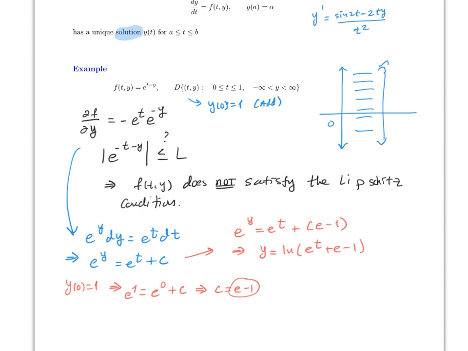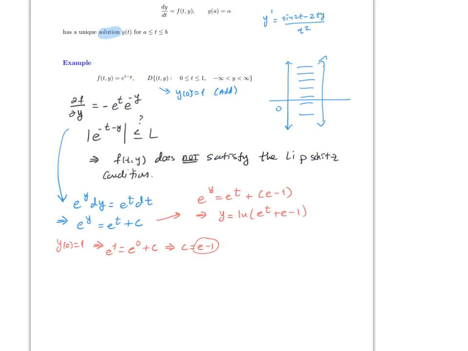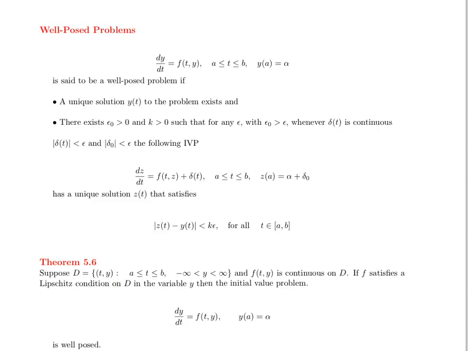Now, if it satisfies the Lipschitz condition, what the theorem is saying is that if you have a convex set, which we do, and if the function is continuous, which it is, and if it satisfies the Lipschitz condition, then automatically you can say it has a unique solution. But if it doesn't satisfy the Lipschitz condition, it doesn't mean that it cannot have a unique solution. So you just have to be aware of that. All right, let's move on to the next.